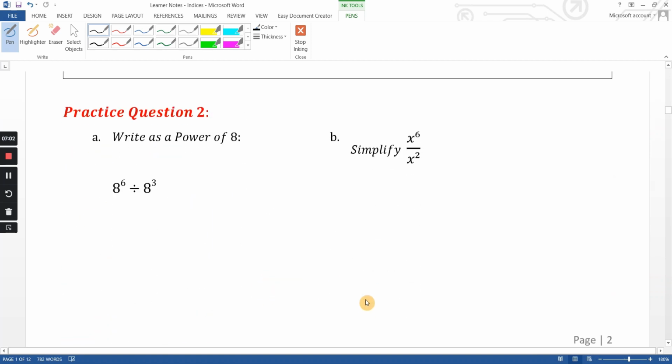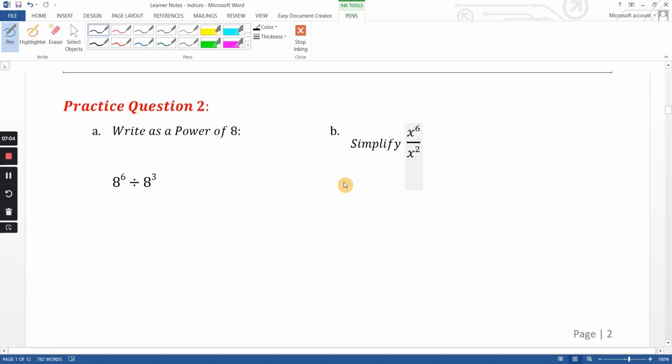Let's practice some of these. Write as a power of 8. That gives me 8 to the power 6 take away 3, which is 8 cubed.